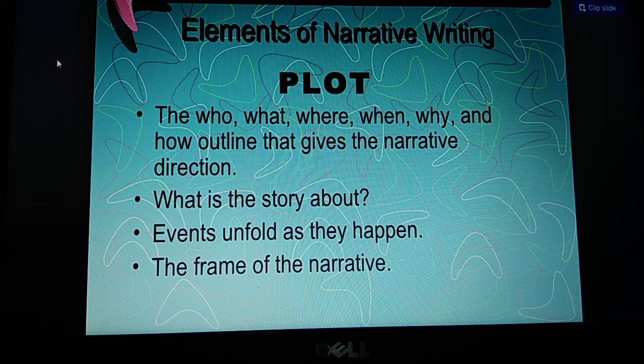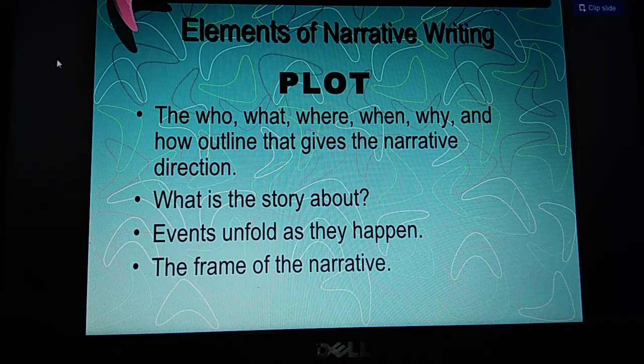Elements of narrative writing. By the word elements, we mean what are the important things that should be there in your narrative. The first thing is the plot. Now, what is a plot? I'll give you details. The who, what, where, when, why, and how outlines that give the narrative direction.